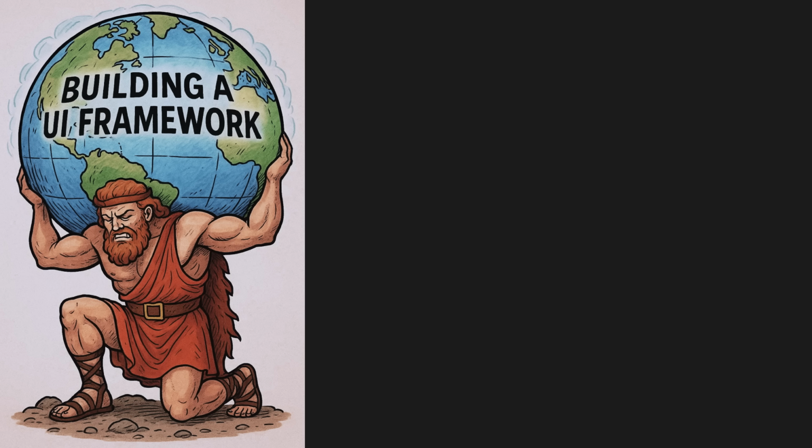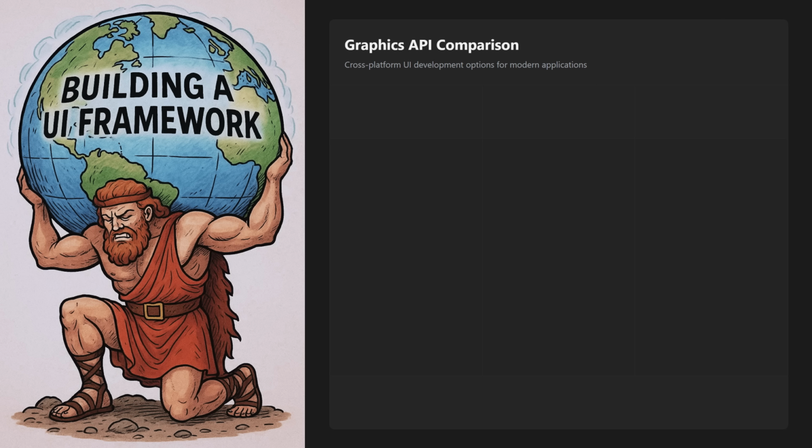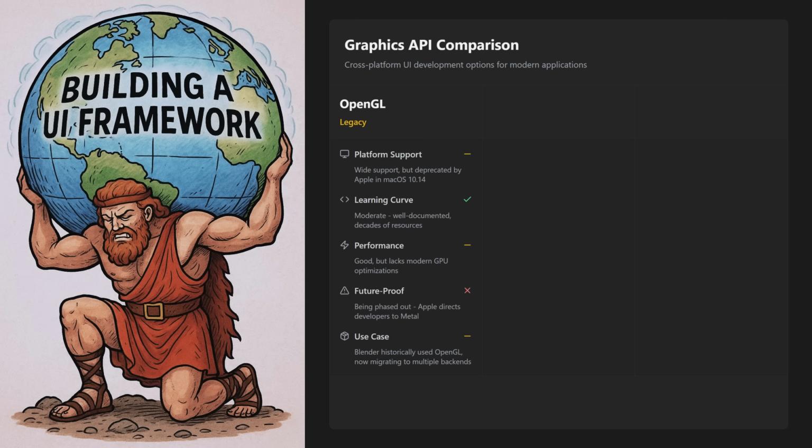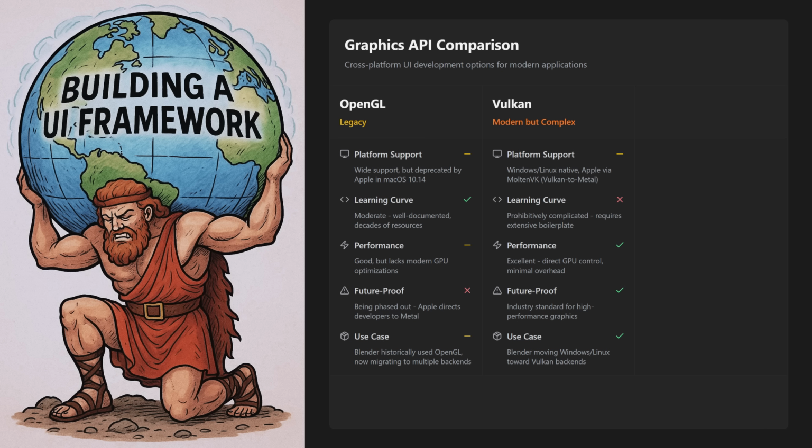Building a UI from scratch is a Herculean task, but if you're crazy and want to do it anyway, I'd caution you against using OpenGL like Blender did, because at this point in time, it's a legacy graphics API. Vulkan had great potential to be supported on every major operating system, but Apple threw a wrench in that by deciding not to support it on Apple products. And also Vulkan is prohibitively complicated to use, so I wouldn't pick that either.